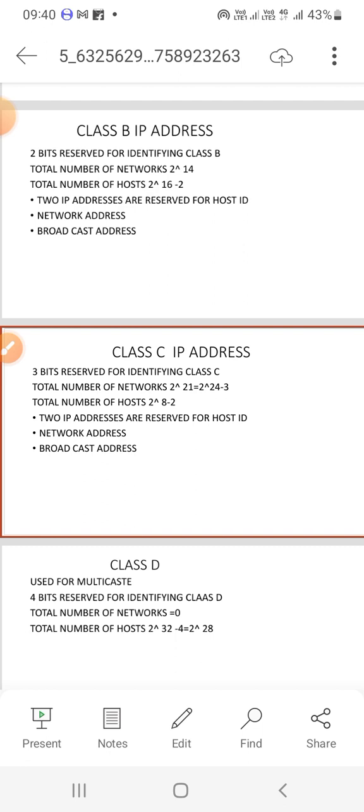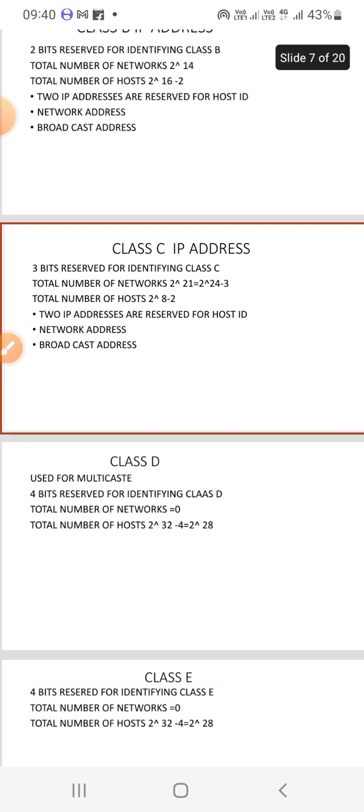Total number of hosts: in the host ID, 8 bits are used for host ID. So 2 power 8 minus 2 addresses are present in a class C network. Two IP addresses are reserved, the network address and the broadcast address.